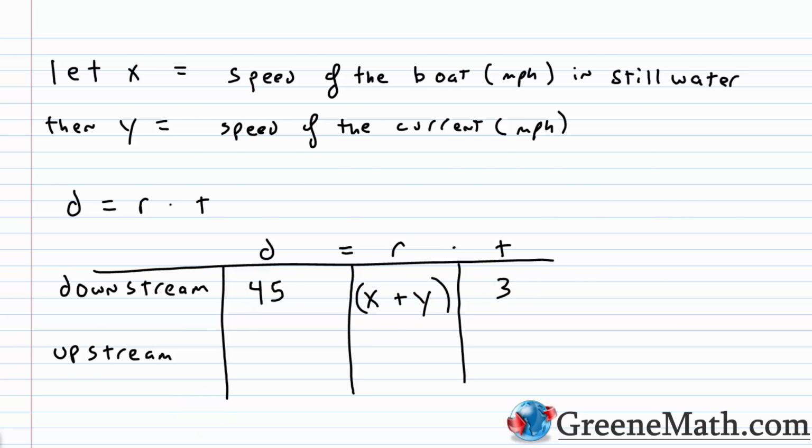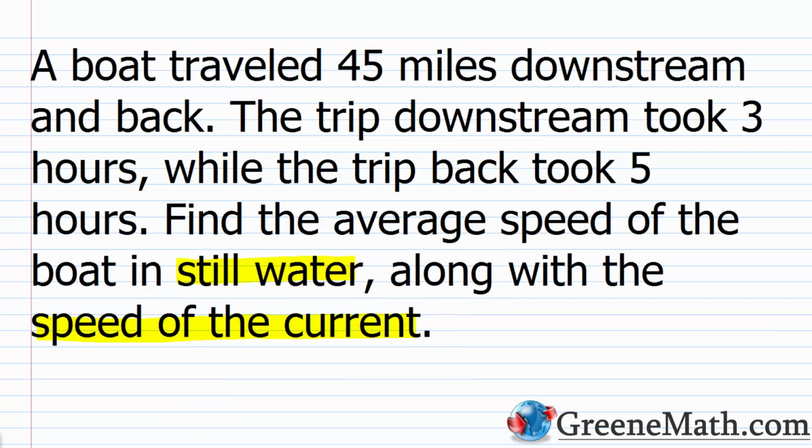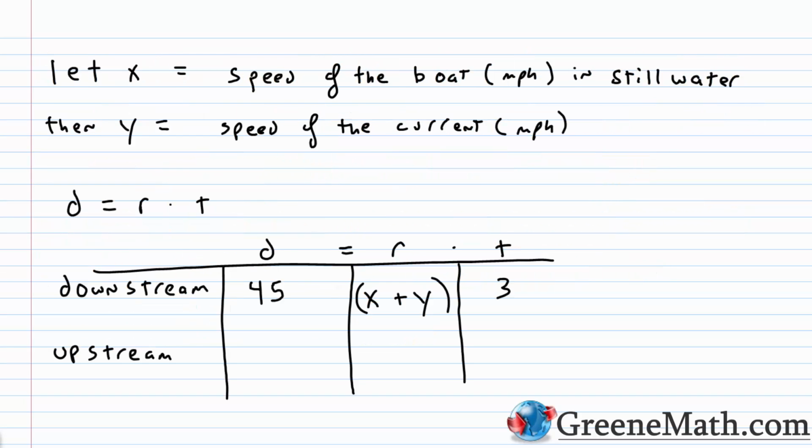Now for upstream, it tells us what? Well, the distance is the same. The only difference is the rate of speed and the time. The time now is 5 hours. So the time is 5, the distance is 45. The rate of speed is going to be different here. You have the speed of the boat in still water, but since you're going upstream, you're now fighting the current, so you have to subtract away y.